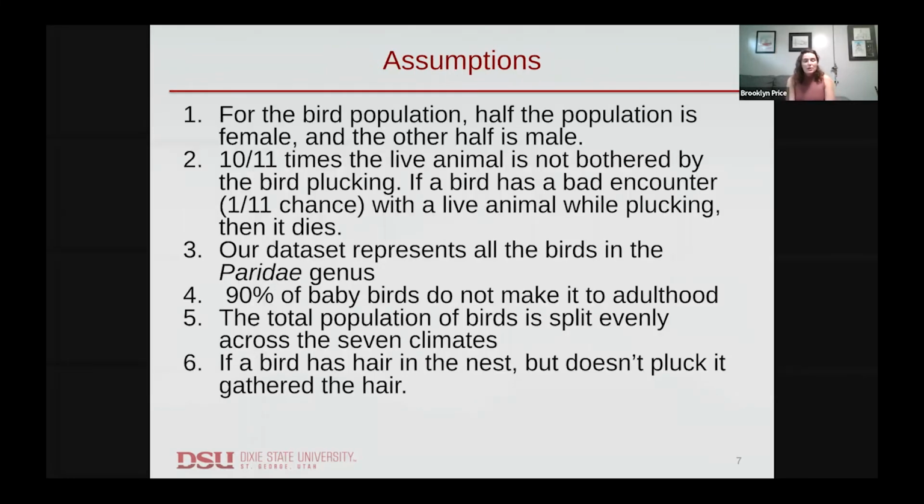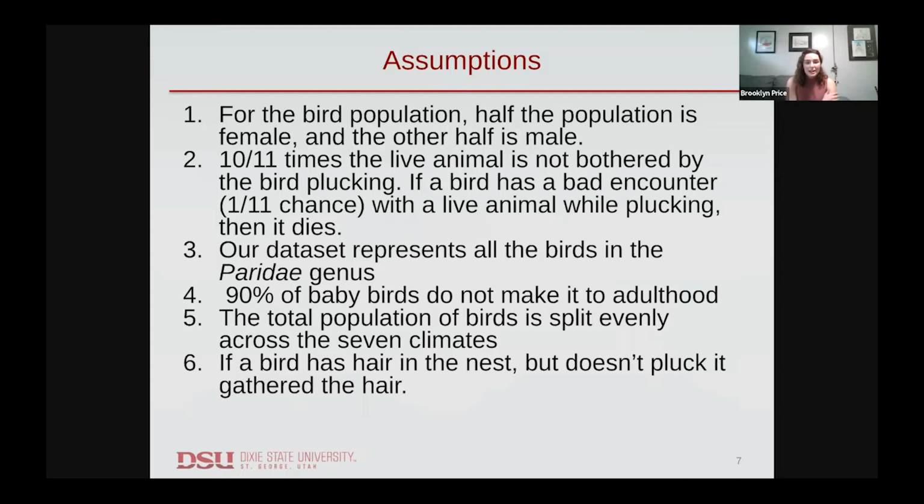All right, so in order to run our model, we had to make a couple assumptions. The first assumption that we made is that for the bird population, half the population is female and the other half is male. This is good because our model tracks the females because they're the only ones laying eggs and re-adding them into the baby bird population.